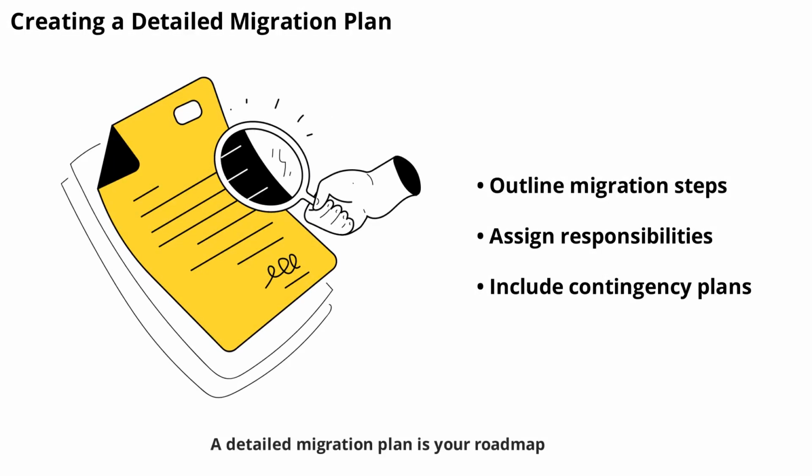A detailed migration plan is your roadmap to a safe and successful data transfer. Outline each step of the process, including timelines, responsibilities, and contingency measures. The plan should cover pre-migration preparations, data extraction, transformation, loading, and post-migration validation. Include checkpoints for testing and quality assurance. By documenting every aspect of the migration, you minimize the risk of oversight and ensure that everyone involved knows their role. A well-structured plan is essential for managing complexity and responding effectively to any challenges that arise.